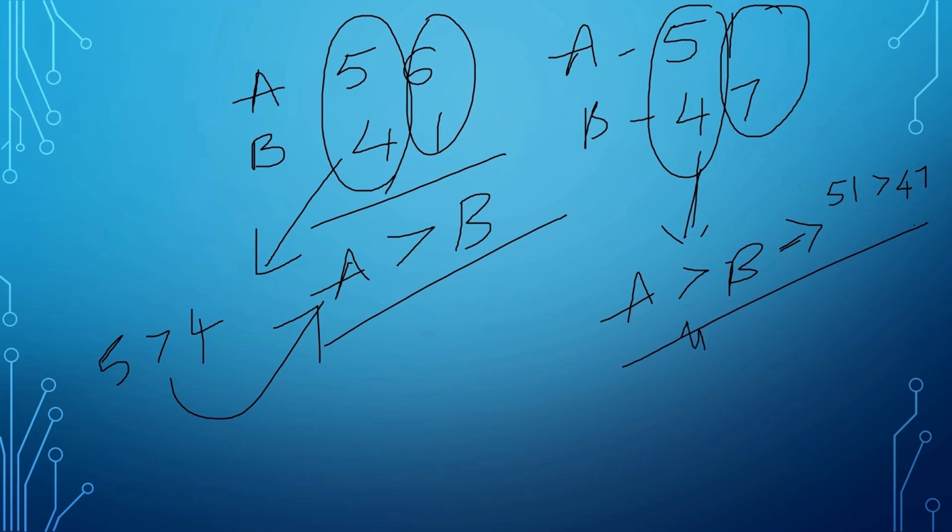That means what will be our output? 100. 1 is for GT. So GT became 1, EQ is 0. This is LT in this case, right?